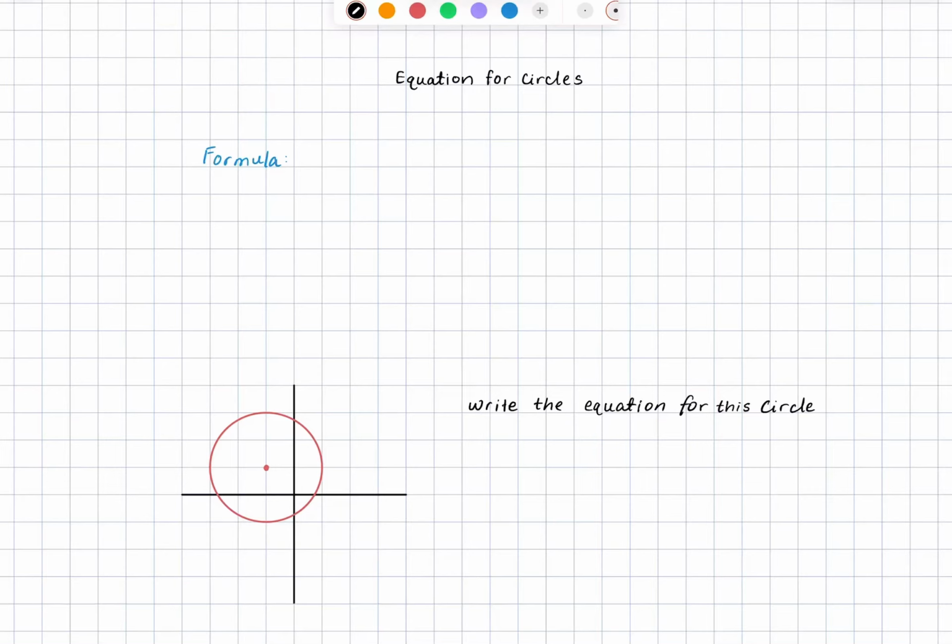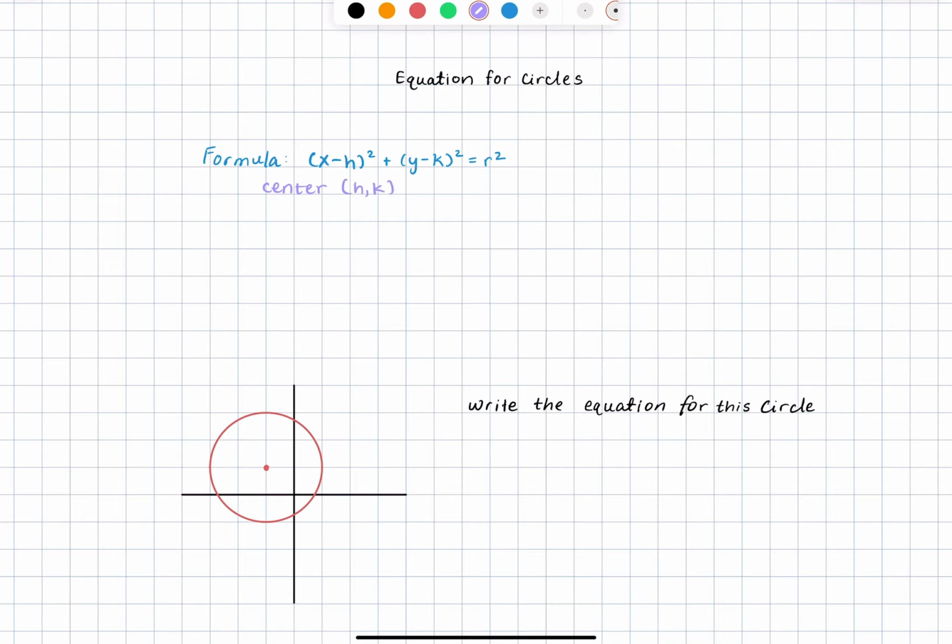Hey guys, in this video we're going to talk about the equation for circles. The formula for the equation of a circle is (x - h)^2 + (y - k)^2 = r^2. Now, h and k are the center, so the center is (h, k).